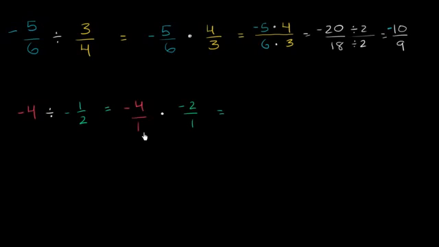This is going to be equal to, I gave both the negative signs to the numerator, so it's going to be negative 4 times negative 2 in the numerator. And then in the denominator, it's going to be 1 times 1. Let me write that down. 1 times 1. And so we have a negative 4 times a negative 2. So it's a negative times a negative. So we're going to get a positive value here. And 4 times 2 is 8. So this is a positive 8/1. And 8 divided by 1 is just equal to 8.